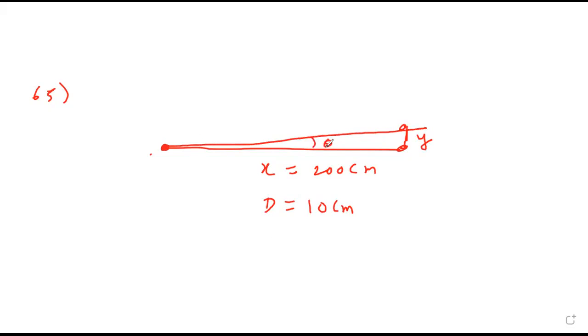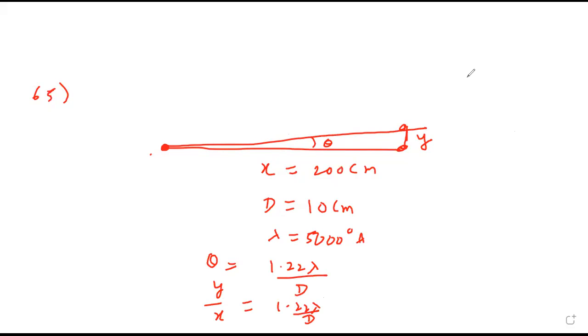So this angle is theta. Light of observation, mean light of wavelength used is 5000 angstrom unit. So now I can say theta is 1.22 lambda upon d. You can't see the star by microscope, so it is a telescope. So y upon x is 1.22 lambda upon d. x is 2 meter.